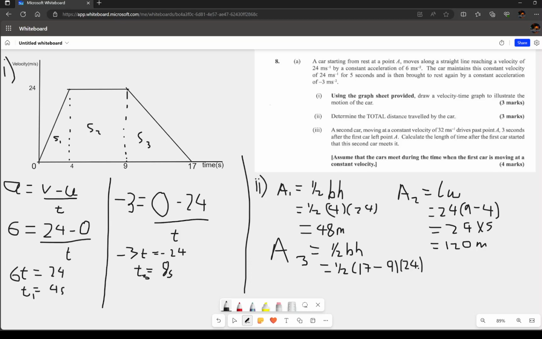Also, guys, when you're doing these distance questions, try not to have a negative in there, because distance cannot be negative. So even though we're going from 9 to 17 seconds, we write the difference between them as a positive, which is, of course, 17 minus 9, because we don't want to end up with a negative distance. Because, of course, distance is a scalar, it cannot be negative. So this is, of course, half times 8 times 24. And if I put that into my calculator, 8 times 24 divided by 2, that's supposed to give me 96 meters, of course.